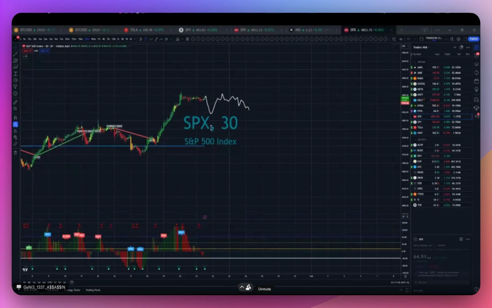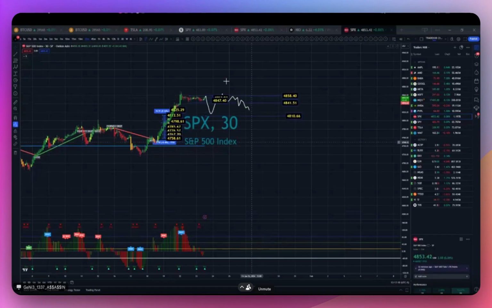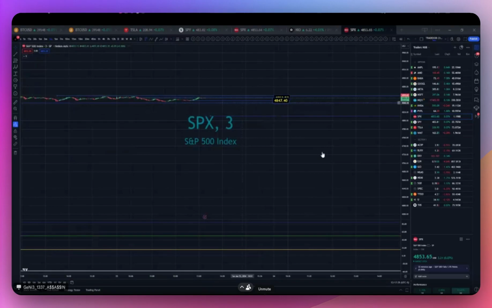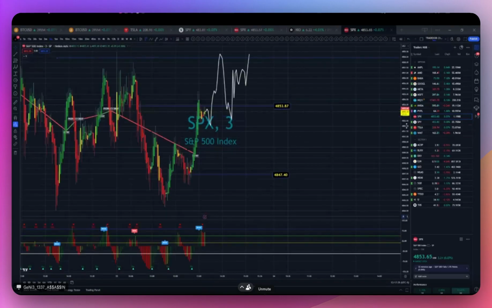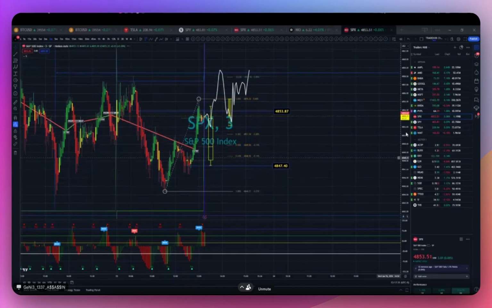I didn't go through SPX. SPX, you're going to watch this chop right here. Oh, I did go through it earlier. 4858 and 4810, the 40-point spread. But right here is the region you're watching low. That's why you're going to wait till it hits the 4858 for this range here.